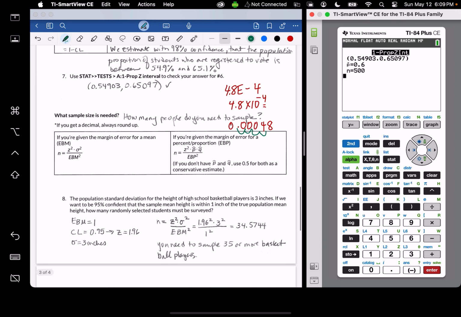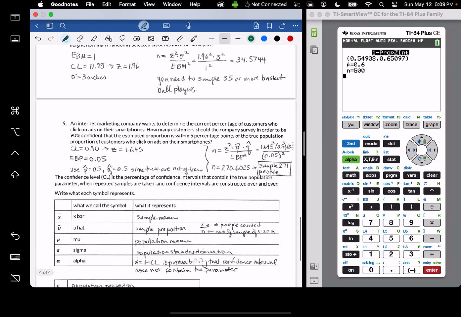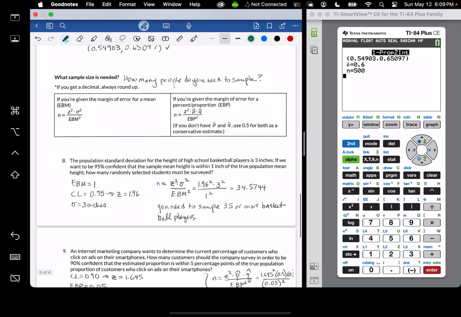On the rest of this page, I'm going to show you 2 formulas to tell you what sample size is needed. I'm going to erase this stuff here. What sample size is needed, or how many people do you need to survey? And one rule here is that if you get a decimal, you always round up. Like even if you got a result that said 55.1, you would say, okay, to be on the safe side, I'm going to round up to 56.